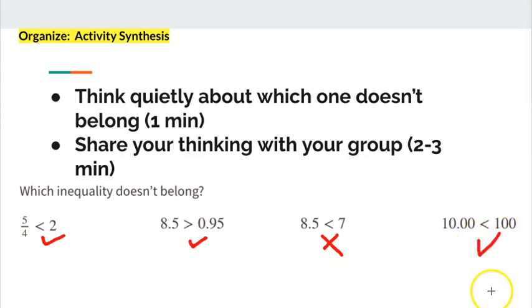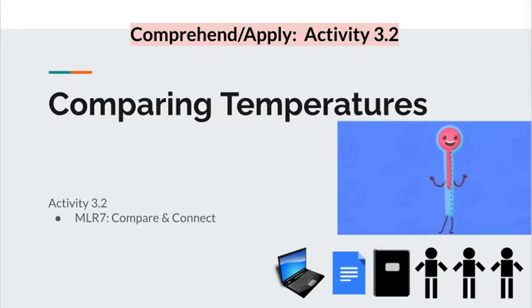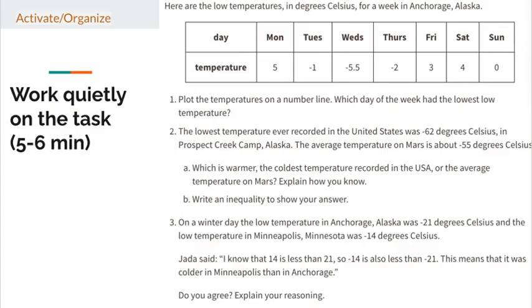Yeah, that works. So, maybe if you went by the truth of whatever ones we're talking about, greater than or less than, then you could say that 8 and 5/10 is less than 7 would be the one that doesn't belong. So it really just depends on what the question is in this situation, right? So let's move on to comparing some temperatures and do some actual comparing.